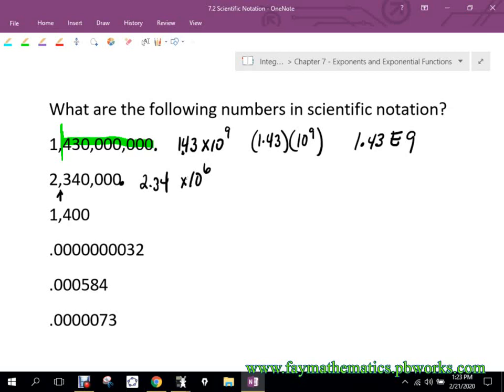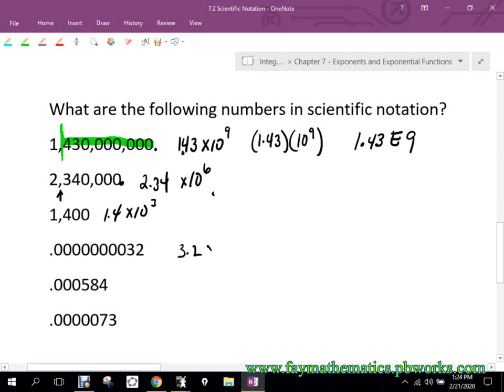If I just go 2.3 times 10 to the 6, that represents the number 2,300,000, and I've cut off 40,000 whatevers, whatever we're talking about there. Okay. What about the next one? Yeah, so this one, 1.4 times 10 to the 3rd. It's actually more tedious to write a number like 1,400 as 1.4 times 10 to the 3rd, right? So there are maybe better ways than scientific notation to write that one. What about the next one?